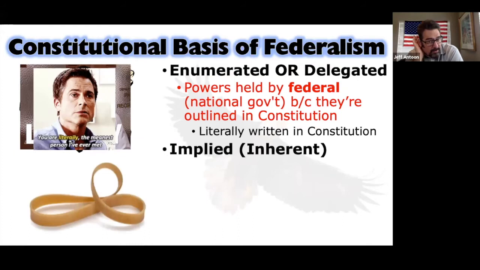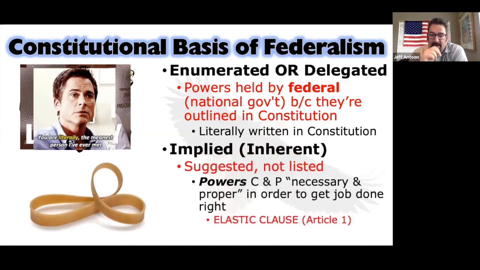So the second one is implied. These are inherent. This is saying you have the power, but it's not truly outlined. For example, the powers for Congress and the president are necessary and proper in order to get the job done. This is in Article 1, Section 8. It's the elastic clause. That's why there's a rubber band there. Meaning, it's implied that you have this power. Well, Congress created the Affordable Care Act, and they used this elastic clause in order to create it. A lot of people believe it's unconstitutional, but in this case, it's not, according to the Democrats and the Congress that passed it at that time.